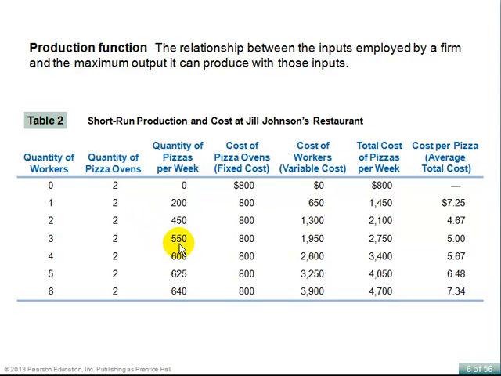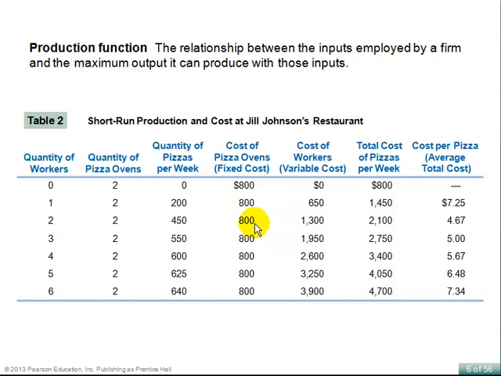Suppose Jill has taken out a bank loan to buy 2 pizza ovens. The cost of the loan is $800 per week. Therefore, her fixed costs are $800 per week. If Jill pays $650 per week to each worker, her variable cost depends on how many workers she hires. In the short run, Jill can increase the quantity of pizza she produces only by hiring more workers.